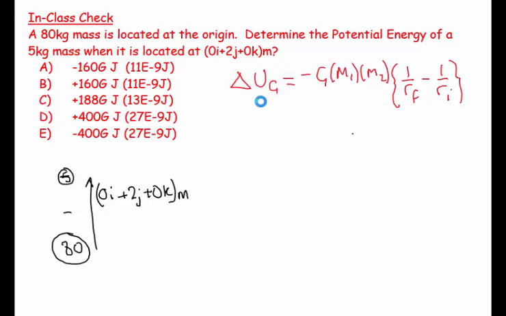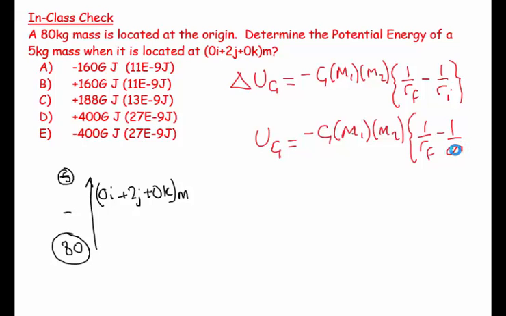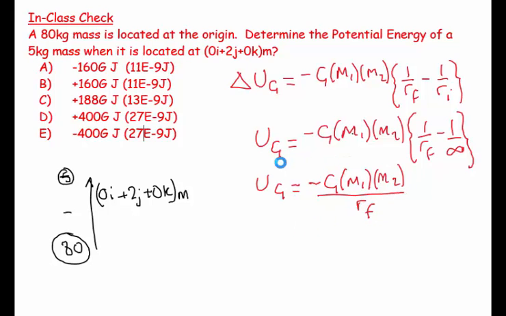But if I use the logic that the potential energy of a mass at a given point in a gravitational field is equal to the amount of work done in bringing that mass to that position from infinitely far away, then I can say this would be minus G M1 M2 times 1 over R final minus 1 over, and initially I was infinitely far away. Well, 1 over infinity is 0, and so this simplifies to minus G M1 M2 over R final.